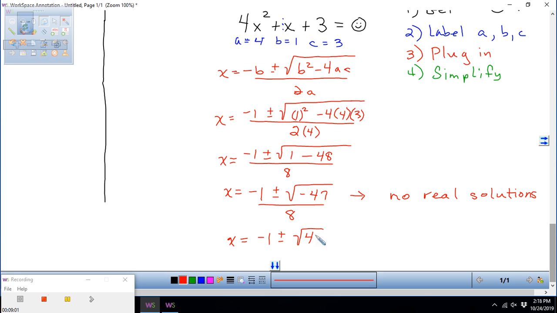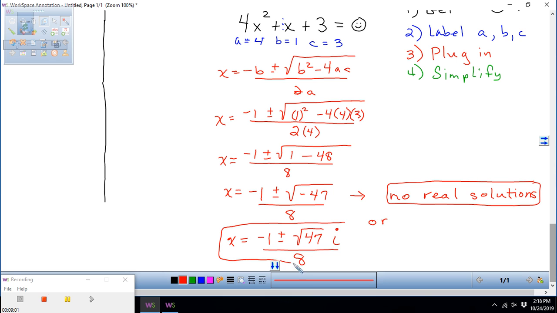And to take care of that negative that's under the radical, I'm going to put an i to represent that it's imaginary, and then divided by 8. So you can either write it as no real solutions, or if it wants the imaginary solutions, you would put the i in the answer to take care of the square root of a negative number. Go ahead and finish up your notes and have a good evening.